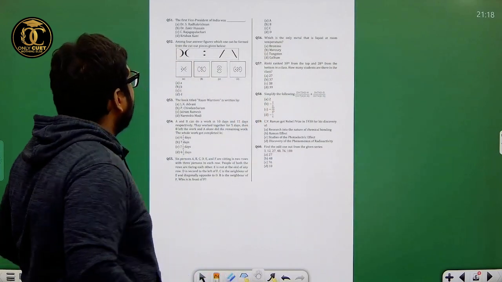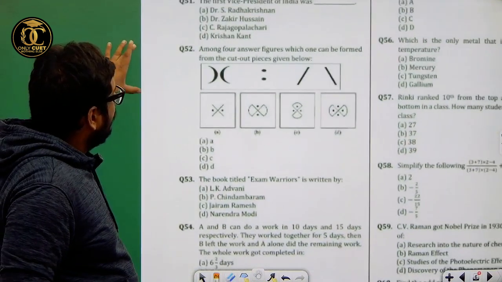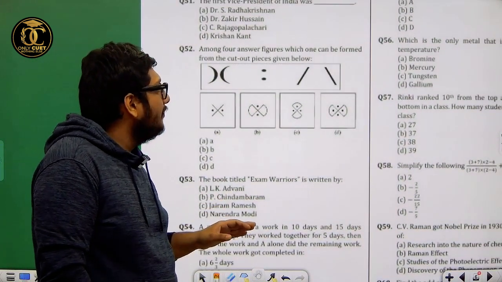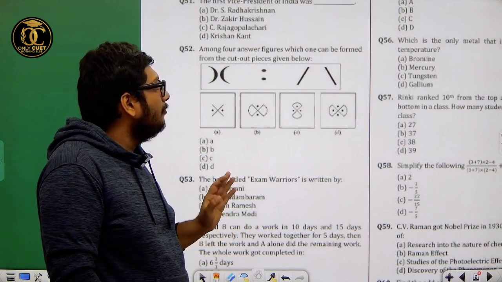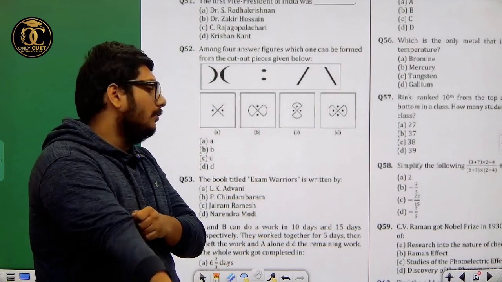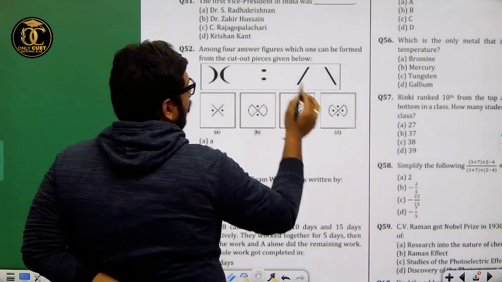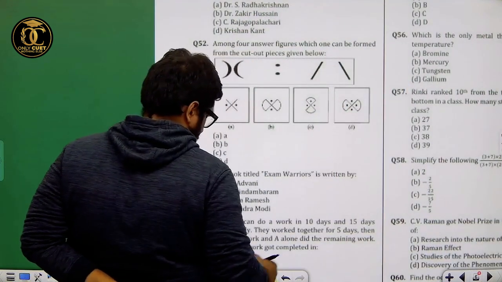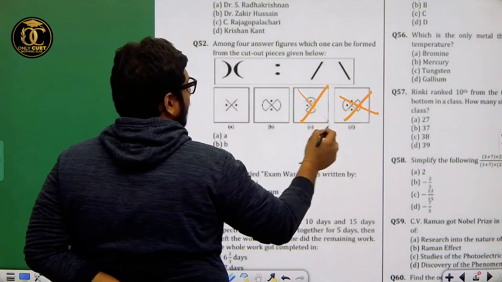Looking at question number 52. Among the 4 answer figures, which one can be formed from the cutout pieces given below? See, here are 2 dots. I cannot use 4. I cannot use 3. I can use only 2.